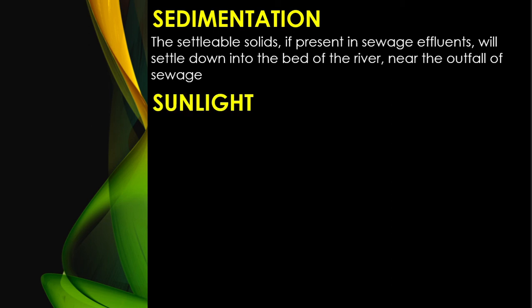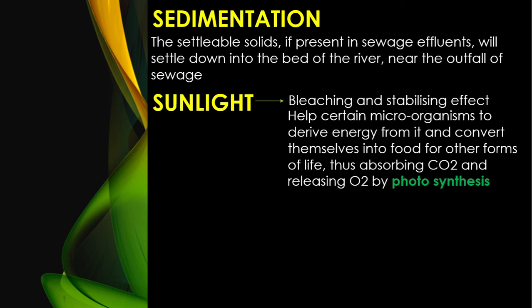Sunlight. The sunlight has a bleaching and stabilizing effect on bacteria. It also helps certain microorganisms to derive energy from it and convert themselves into food for other forms of life, thus absorbing CO2 and releasing oxygen by a process known as photosynthesis. The evolution of oxygen in river water due to sunlight will help in achieving self-purification through oxidation.